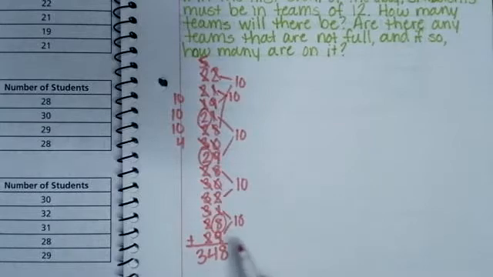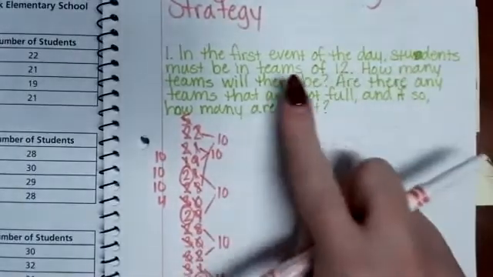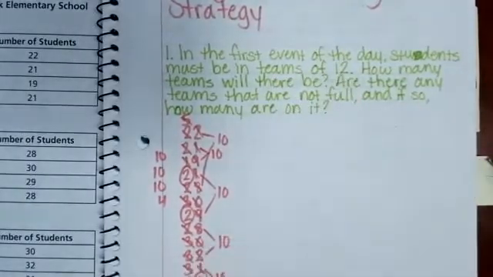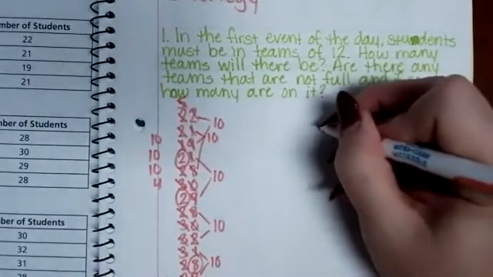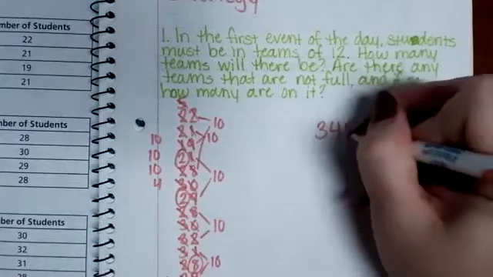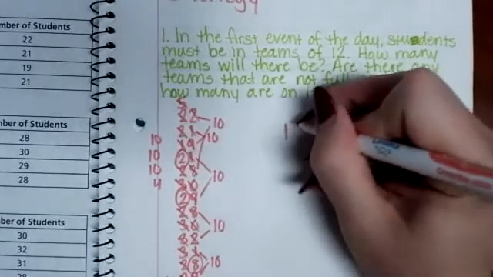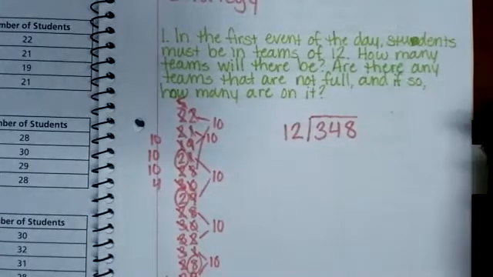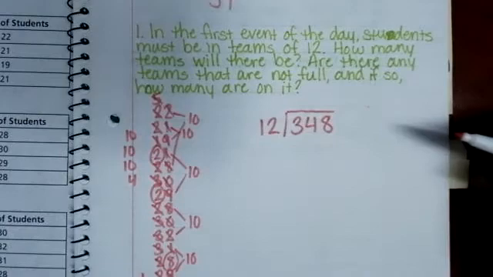Okay, so now that I have my total number of students, I can do the part of the problem that they were actually asking about, which is putting them in teams of 12. So I'm going to take my 348 and divide it by 12. I'm going to divide this into teams of 12 and see how many teams I get.